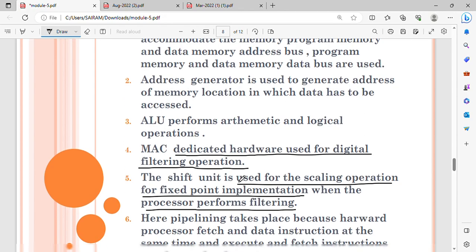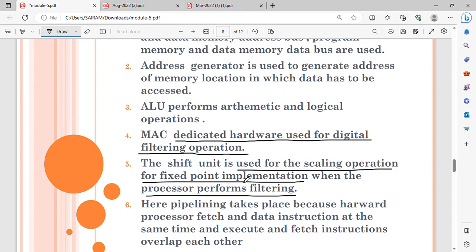And what is the shift unit? I told you it is used for the scaling operations for fixed point implementation when the processor performs filtering, right? So the scaling operation for the fixed point implementation is going to take place when the processor performs filtering. And to make use of your scaling operation for fixed point implementation, you use a shift unit, right? The shift unit does the scaling operation on fixed point numbers, correct? So that is done by the shift unit. And when does that happen? When your processor starts filtering, or performs filtering, right?